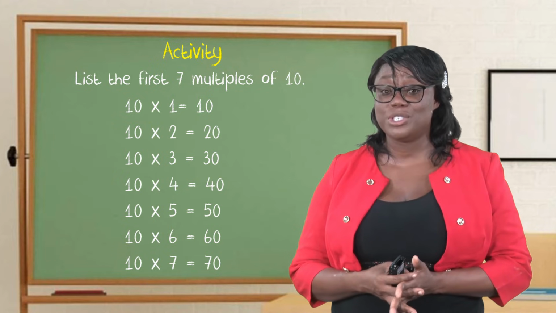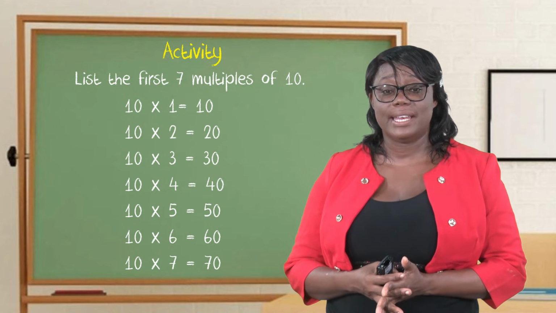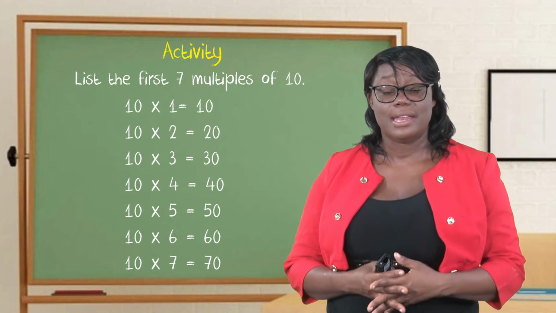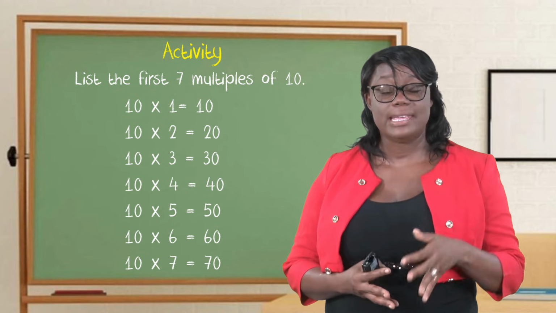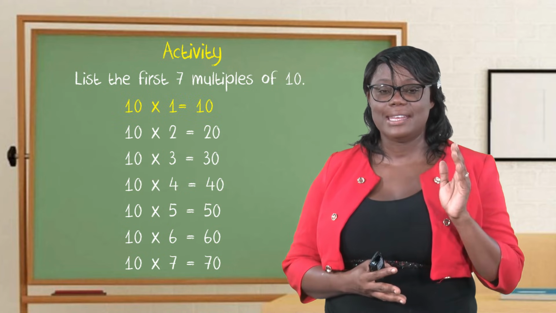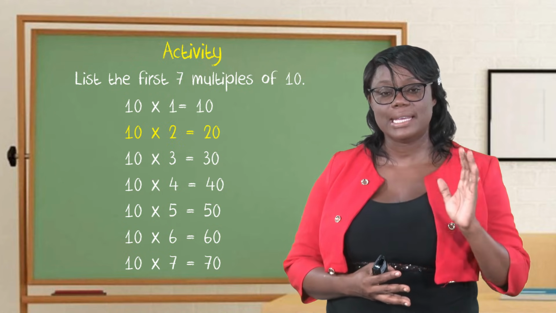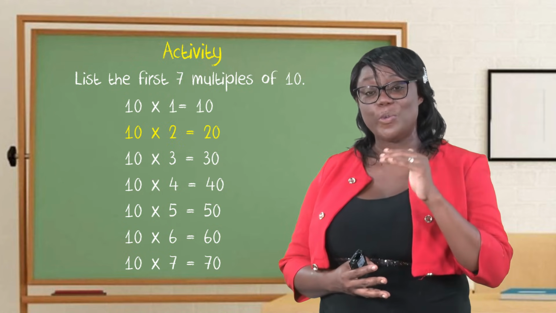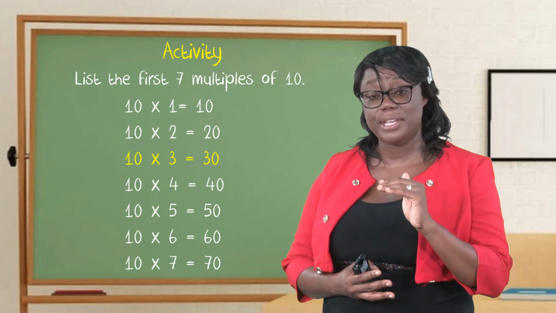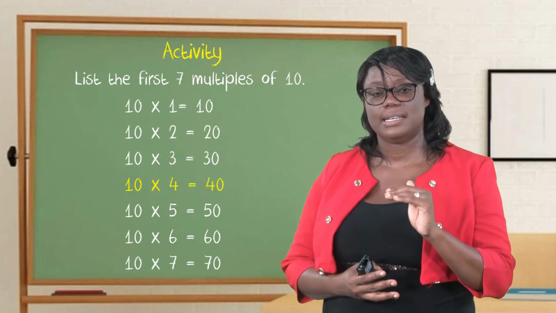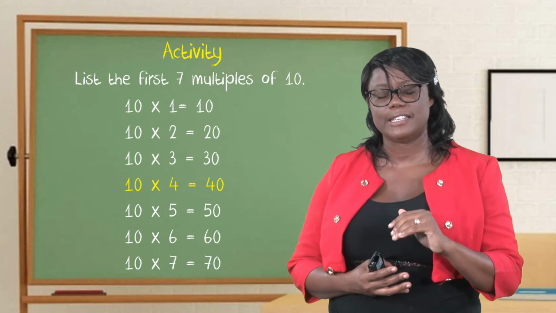Okay, boys and girls, you should be finished by now. So let's begin listing. Did you start with the simplest one? Yes. 10 times 1 will give us 10. 10 times 2 will give us 20. 10 times 3 will give us 30. 10 times 4 will give us 40.